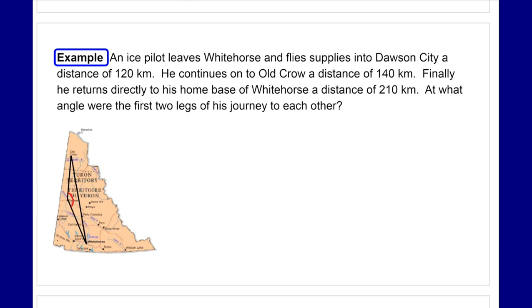And we have some information that we can put down. So we know that the distance from Whitehorse to Dawson City is 120. From Dawson City to Old Crow is 140. And from Old Crow to Whitehorse, it's 210. So we have enough information to find our missing angle because we have side, side, side. We have all 3 sides. So if we have all 3 sides, hopefully that will start to indicate to us that we have enough information to find a missing angle.